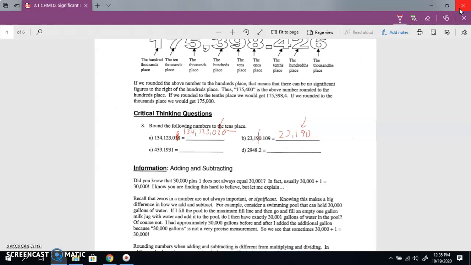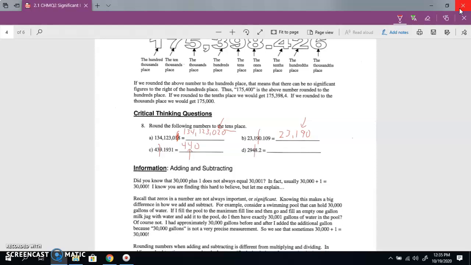Okay, with C, if we round it to the tens place, the 3 is in the tens place. So this 9 says that we're going to round the 3 up to a 4. So notice the number is about 439. So it makes sense that we would round this number to 440. And our last significant figure is in the tens place.